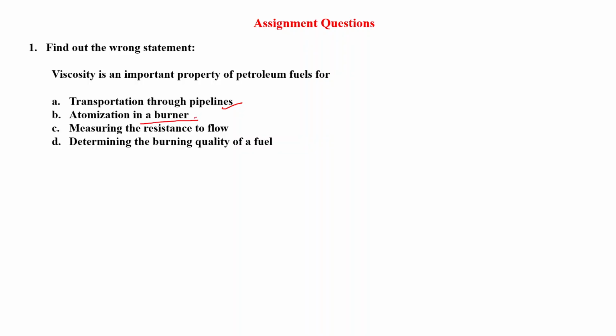Atomization in a burner: yes, it is also affected by the viscosity of a petroleum fuel. Measuring the resistance of fuel: yes, it is the definition of viscosity, which tells about the resistance to the flow of the crude oil. Determining the burning quality of fuel: no, it doesn't determine the burning quality of the fuel. So this is the correct answer, the wrong statement.